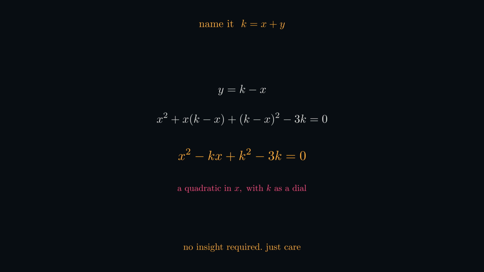The x squared terms partly cancel, the cross terms fold together, and after the dust settles the whole thing collapses to something small. X squared minus kx plus k squared minus 3k equals 0. A quadratic in x with k as a dial. Every choice of k either admits a real x or it does not, and that is now the only question left. No insight required. Just care.